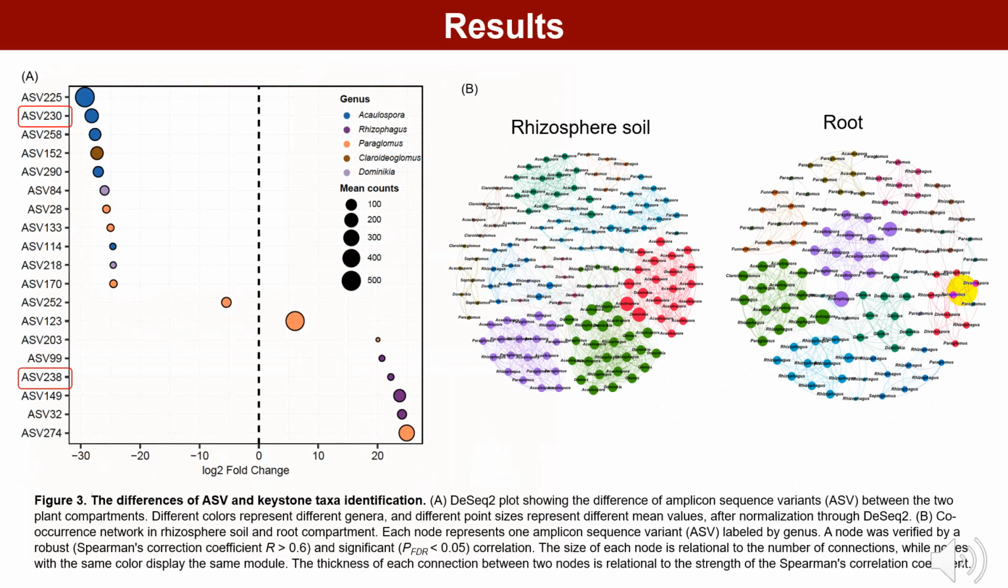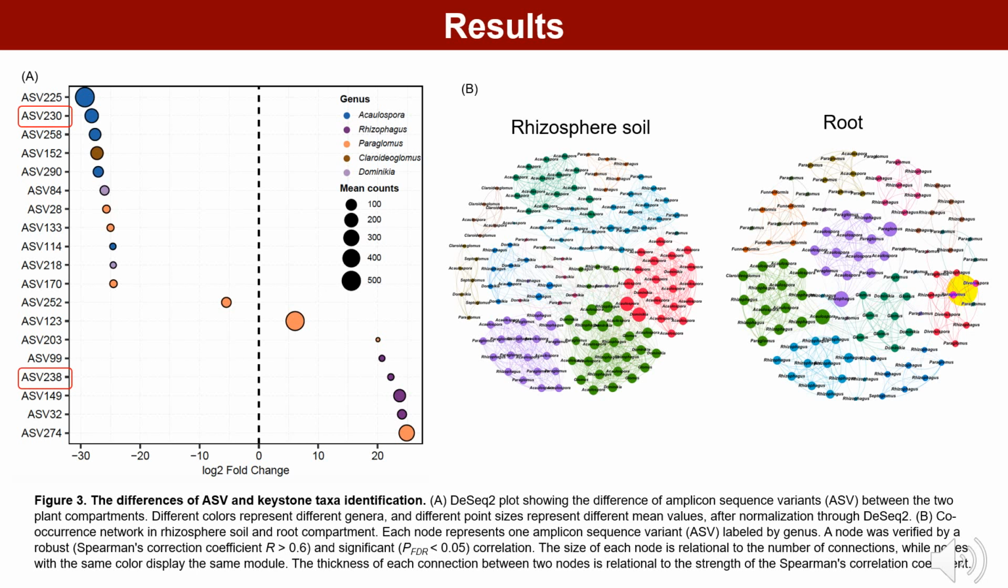Furthermore, the differential abundance analysis showed the differences of amplicon sequence variants between the two plant compartments. As you can see from here, the rhizosphere soil compartment, here is the root compartment.